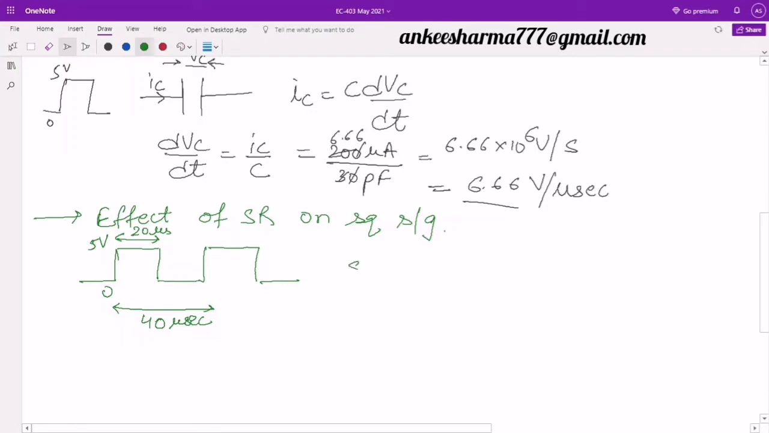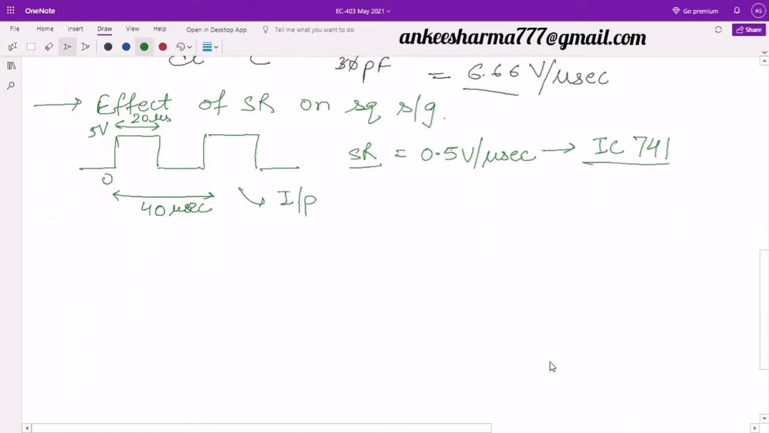Now if I assume my slew rate, as in this case slew rate is 6.66 volt per microsecond, I take a more practical value. I take slew rate equal to 0.5 volt per microsecond. This is the slew rate of your very common IC741. So I will take this example. This is present in the data sheet. So I will see how this signal, which is of 0 to 5 volt amplitude and 40 microsecond total time period, is affected by this slew rate. Means if I apply this at the input, then what is going to be my output? I will discuss that now.